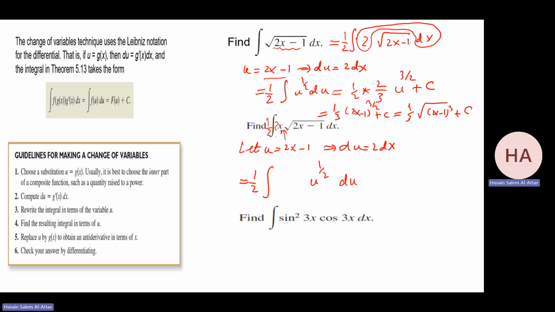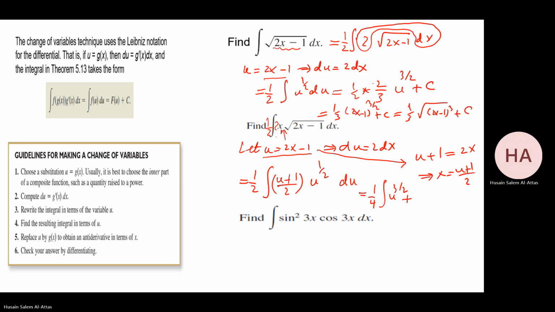What about the x? What shall I do with the x? Okay, what I will do from this substitution, I can get x. I have u plus 1 equal to 2x. So x will be u plus 1 over 2. As I said, I need to change everything in terms of u. So that will be u plus 1 over 2. Okay, now I do the calculation. That gives me what? 1 over 4. Take it outside. I have u to the power 3 over 2 plus u to the power half du.